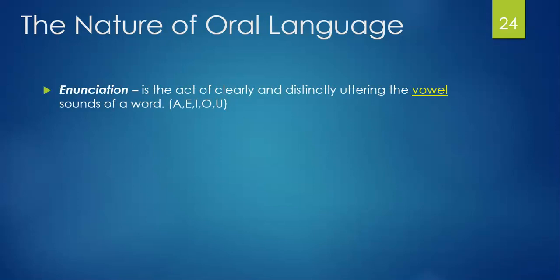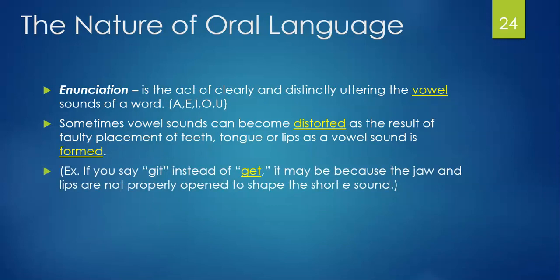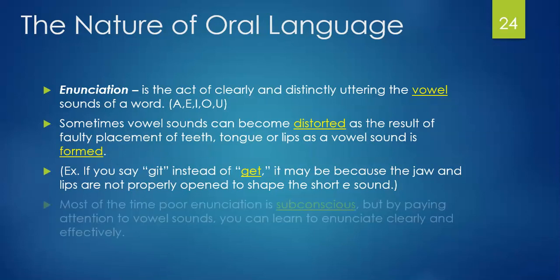Enunciation is the act of clearly and distinctly uttering the vowel sounds of a word. Sometimes vowel sounds can become distorted as a result of faulty placement of teeth, tongue, or lips as a vowel sound is formed. Example, if you say git instead of get, it may be because the jaw and lips are not properly open to shape the short E sound.